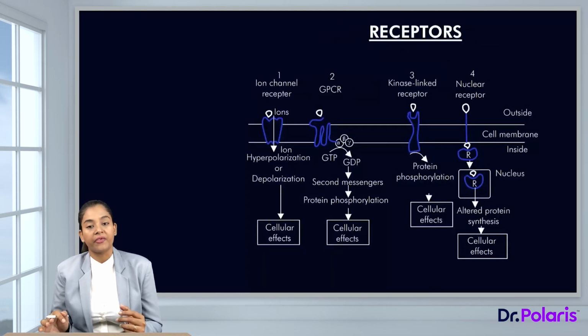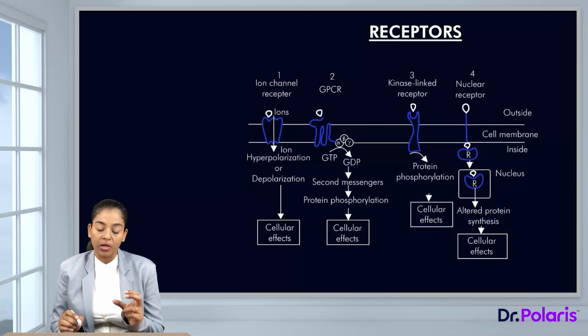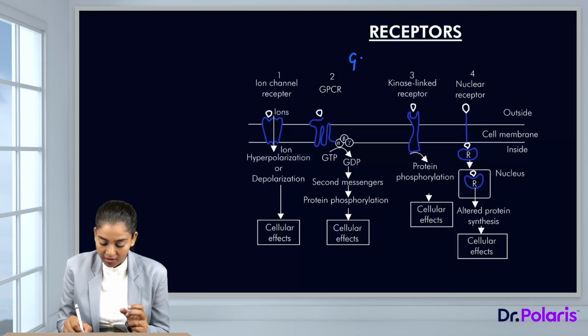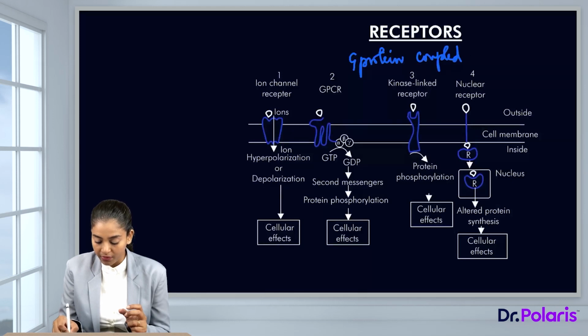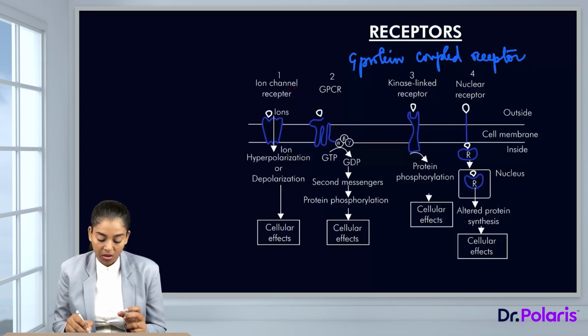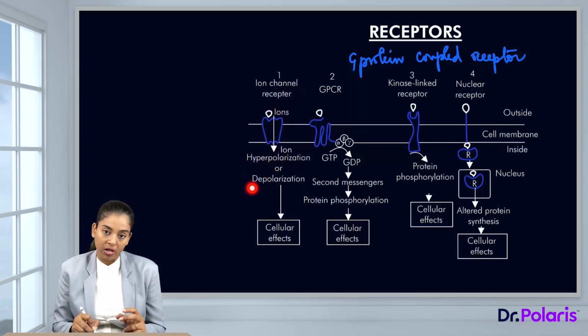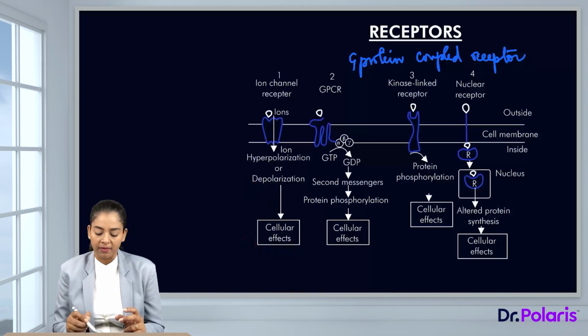So through receptors, there are different types of receptors. If you see here, this is an ion channel. GPCR stands for G protein coupled receptor. Then we have kinase linked receptors and nuclear receptors. Under ion channel receptor, what happens is the ions can come inside the cell from the outside. It can cross the membrane, come inside the cell. It can cause hyperpolarization or depolarization, and it will lead to some cellular effects.